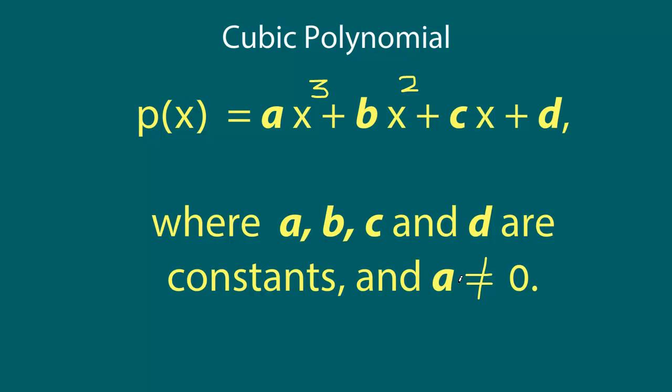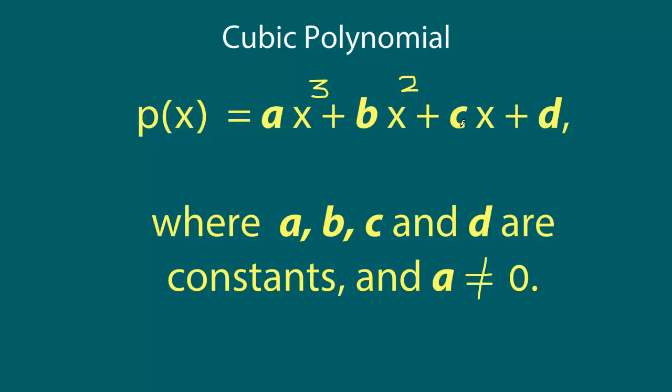The reason why a cannot be 0 is that if you make a 0, the entire cube term goes away, and then the highest power will be squared, and we will not have a cubic polynomial. A cubic polynomial is when the degree is 3. If the cube goes away, then the highest degree is 2, and this becomes a quadratic polynomial. So in order for us to get a cubic polynomial, we must have a not equal to 0.